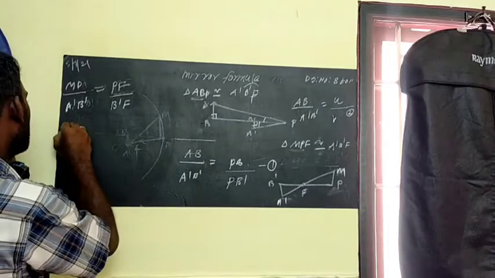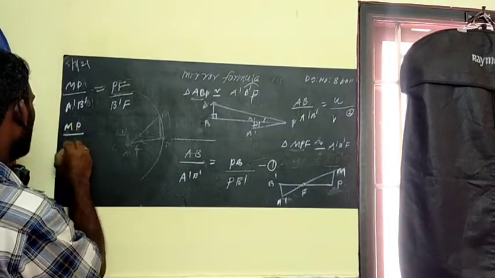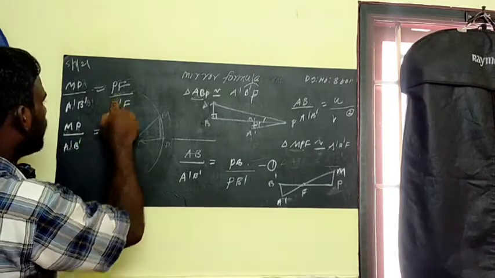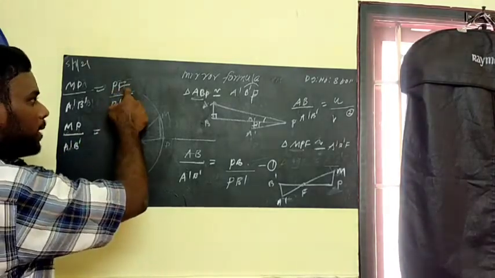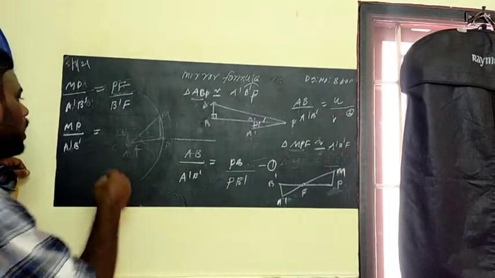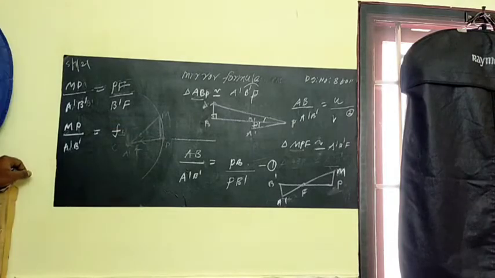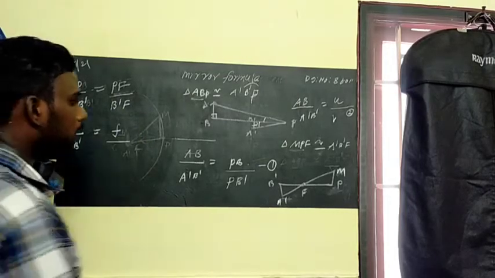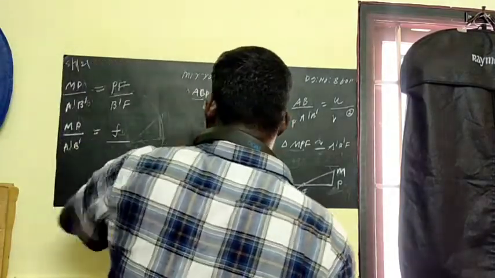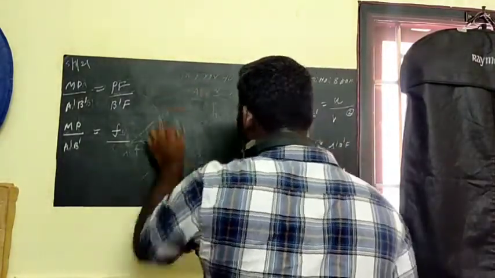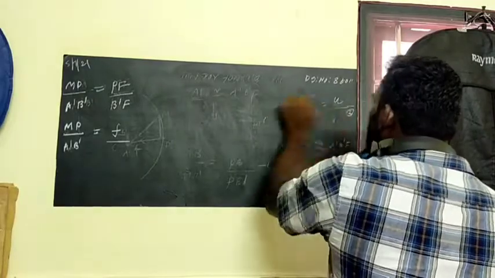Now I can write, MP divided by A'B' equal to, what is my P? Pole. What is my F? Focus. So we know that the distance between pole and focus is called what? Focal length. The distance between pole and focus is called focal length, divided by B'F. I will rub this after, because I want to clear the doubts, some confusion will come, so I want to draw this one.